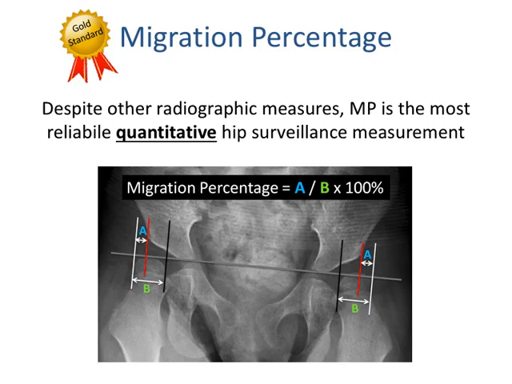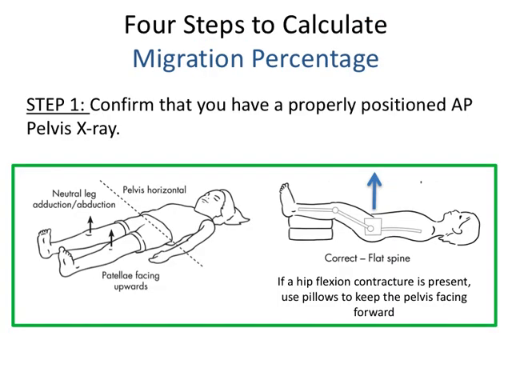So the migration percentage is really reliable, and the way you measure this is you draw a horizontal line that levels the pelvis, and then you draw 3 vertical lines that correspond to important landmarks that I'll teach you. So the first step in migration percentage measurement is confirming that you have a properly positioned AP pelvis X-ray.